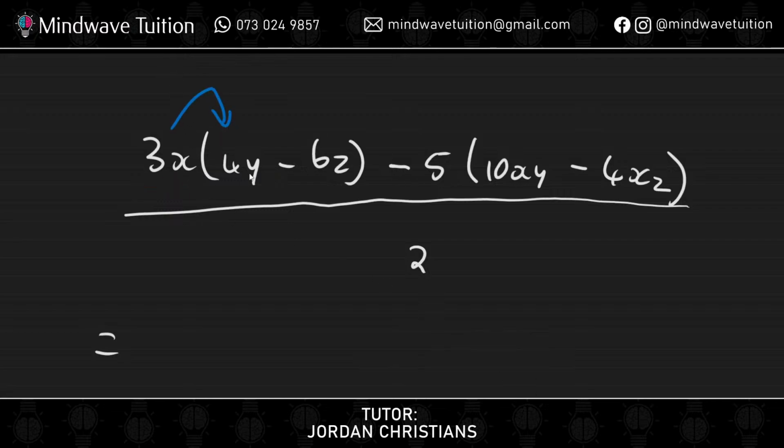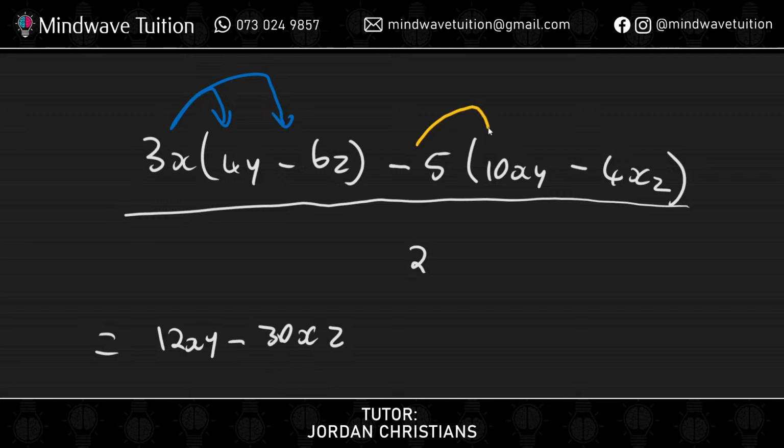So 3x times 4y will just give us 12xy, and then 3x times negative 6z, so 3 times 6 give us 18, but remember that's a negative, so that becomes negative 18, and the x and z will just come together. Minus okay, wait, 5 minus. So that's our fraction, or that part of the fraction completely distributed. So let's move on to the next part.